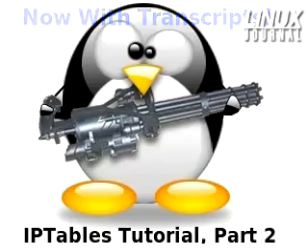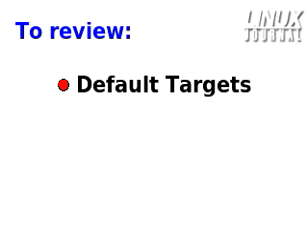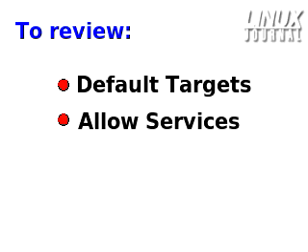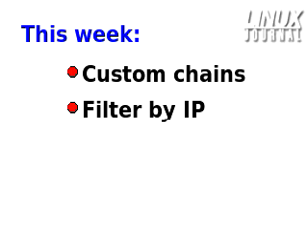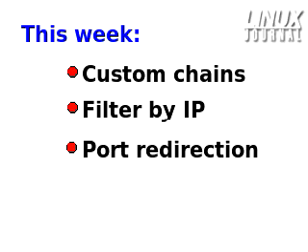Last week we covered setting up default targets for the three main chains, those being input, output, and forward, as well as poking holes through the firewall to allow specific services in. This week we are going to cover setting up custom chains, filtering by IP address and protocol, and port redirection.